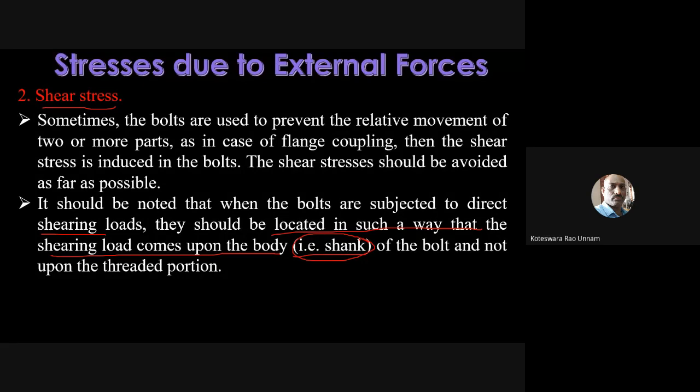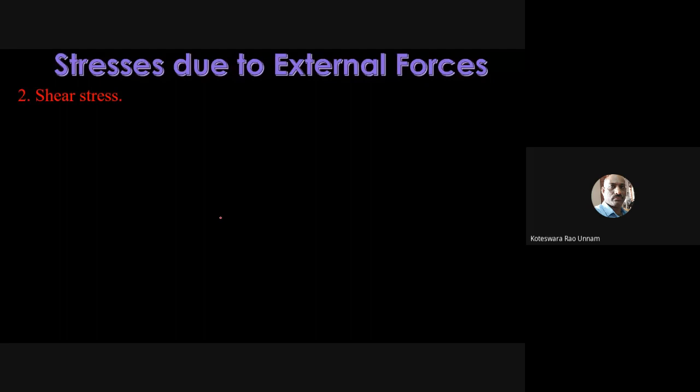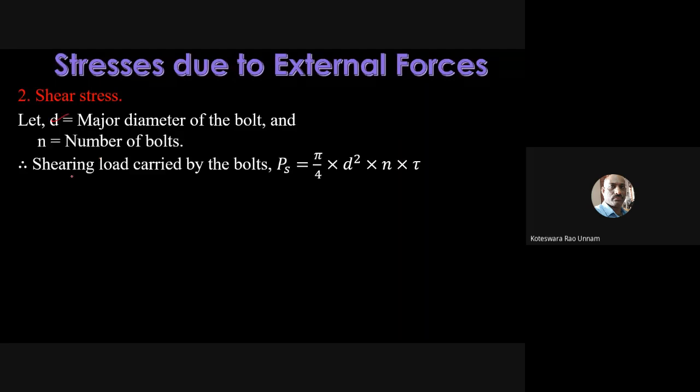So that's why you need to take it. Whereas the threaded portion will have a root diameter DC. We won't use this because the shear load comes on the shank diameter, not on the root diameter. That's why you need to use only D, instead of DC here. So then this is the formula.